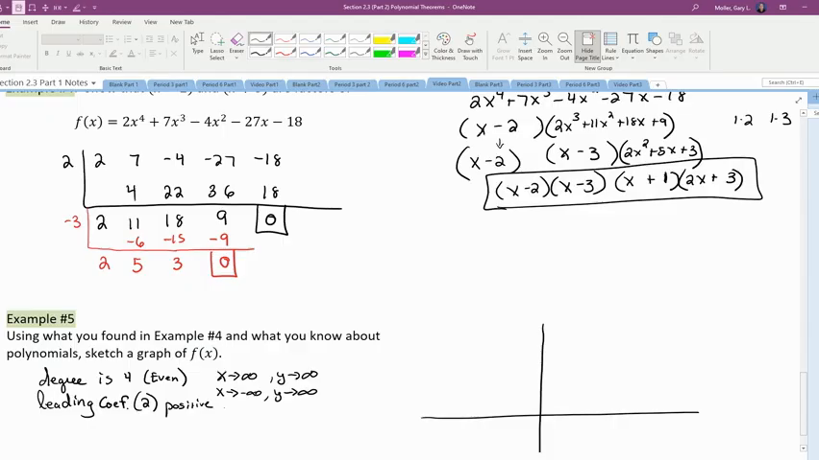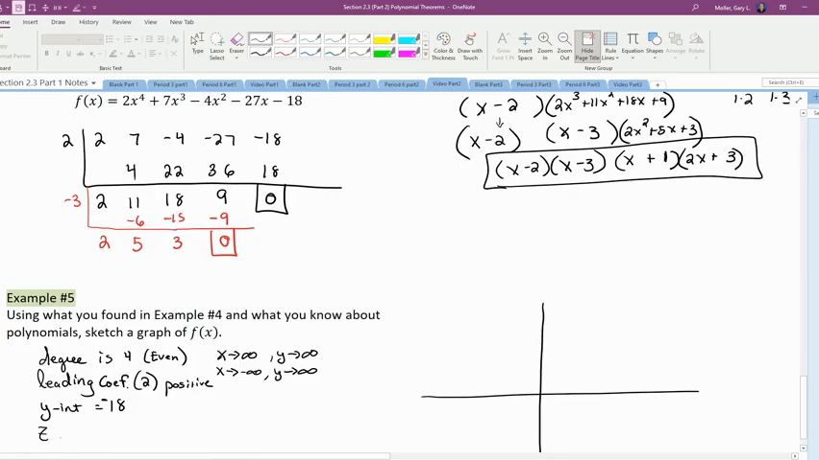I have a y-intercept, which is negative 18, excuse me. And because I did all this stuff to factor it, I know the zeros of the function are: x minus 2 is a factor, so 2 comma 0 is an x-intercept. And 3 comma 0 and negative 1. And what is that? Negative 3 halves. The multiplicity of each is 1.